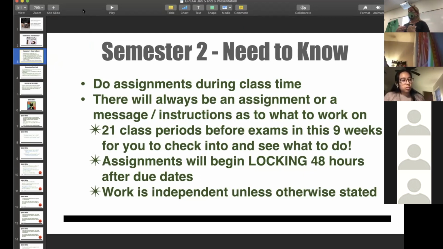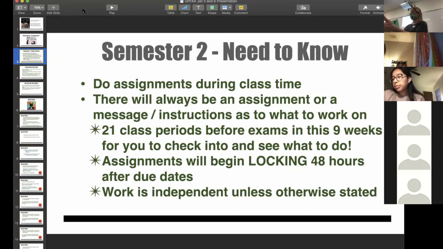Whether I'm here or not, or whether we have live Zoom or not, there will be something posted in the Canvas assignment, even if it's instructions that just say, hey, work on what we started last class period, or here's a new assignment, let me know if you have any questions with it, with the teaching video. There will be something every class period, okay?